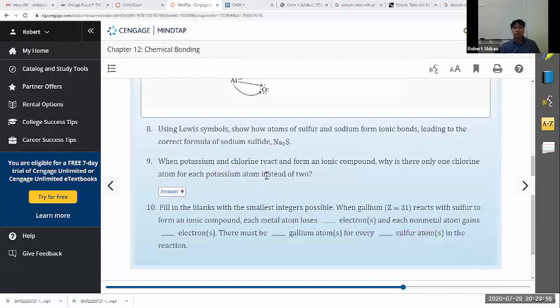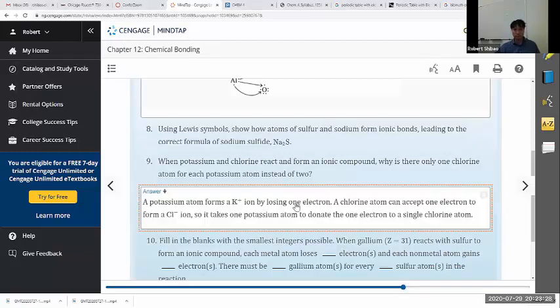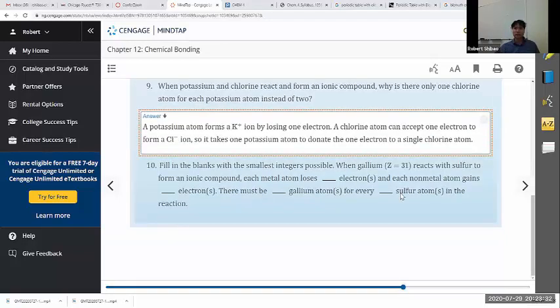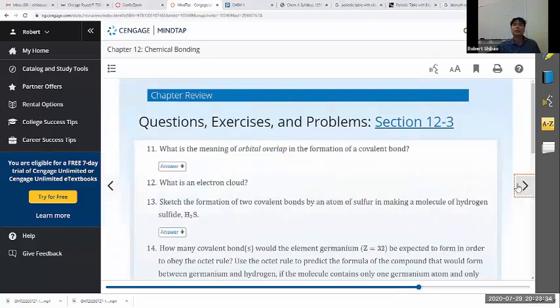When potassium and chlorine react and form an ionic compound, why is there only one chlorine atom for each potassium atom instead of two? Because chlorine wants to gain one, and potassium wants to lose one. So 1 to 1. Potassium loses 1, chlorine gains 1. 1 to 1. What is the meaning of orbital overlap in the formation of a covalent bond?